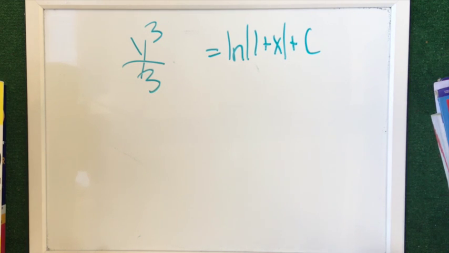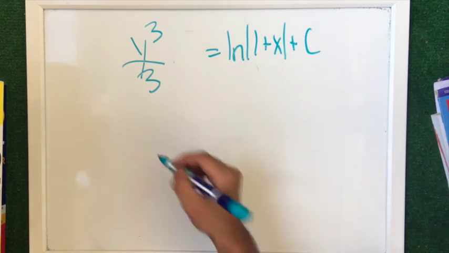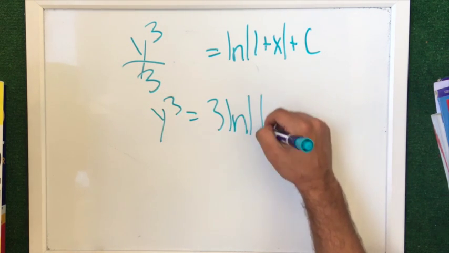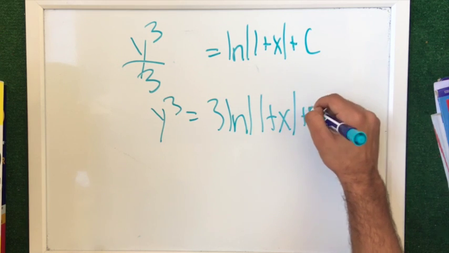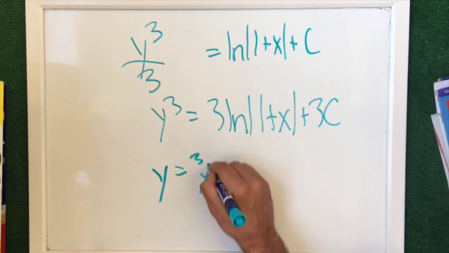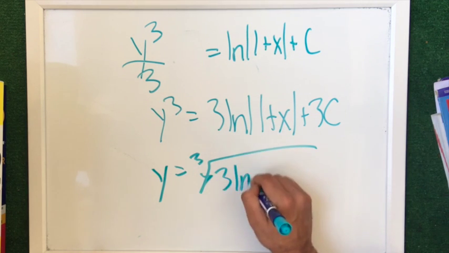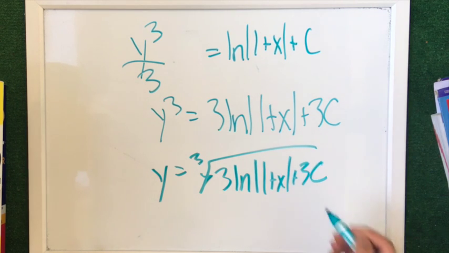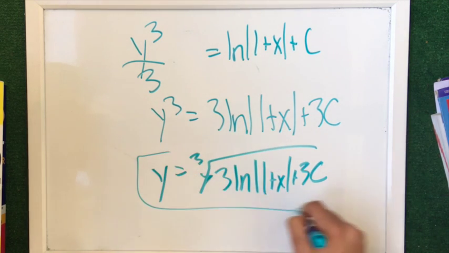Now we just want to solve for y. So we have y to the third equals 3 ln 1 plus x plus 3c, and then we just cube root it. There we go. That's how you solve a separable equation. Take the integral of the two separate sides of the equation and you get your y.